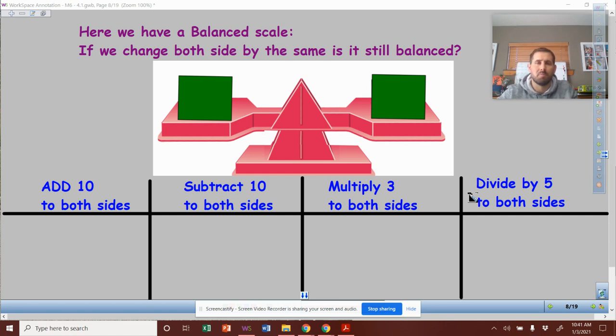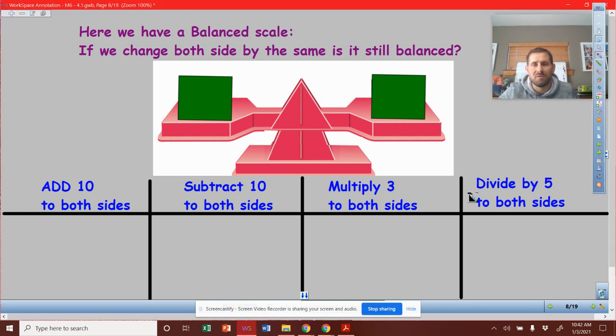This is our example number one question here. Here we have a balanced scale. We don't know what those boxes equal. If we change both sides by the same, is it still balanced? In other words, if I add something on one side and add it on the other side, is it still balanced? If I subtract something from one side, subtract from the other side, is it still balanced? So we're going to be looking at all the operations. We're adding, subtracting, multiplying, and dividing.